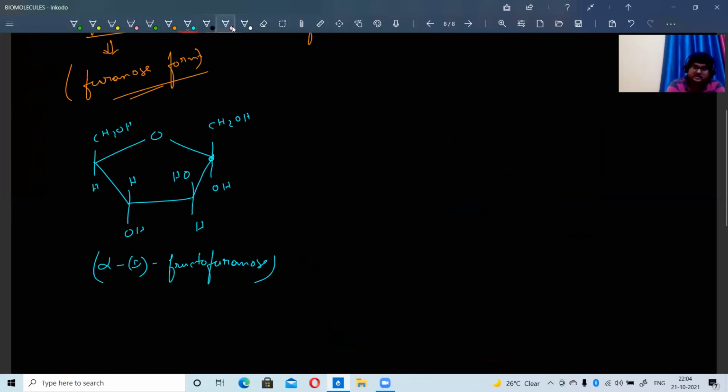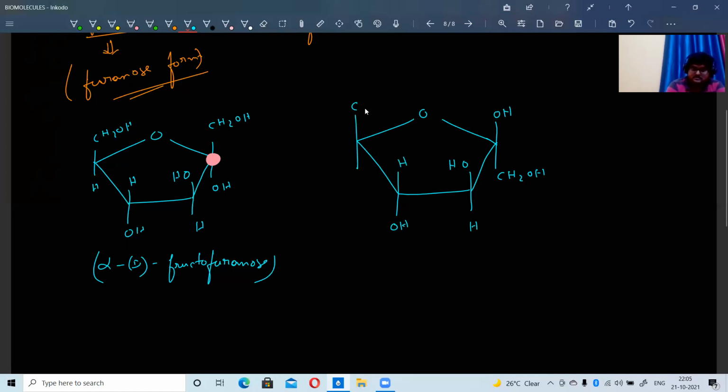Only this, which one is the anomeric carbon? This one represents the anomeric carbon. Only this anomeric carbon position is changing. So if you draw the beta form, it is a similar structure, only this position is changing. Now just draw the anomeric carbon. This one is the anomeric carbon.